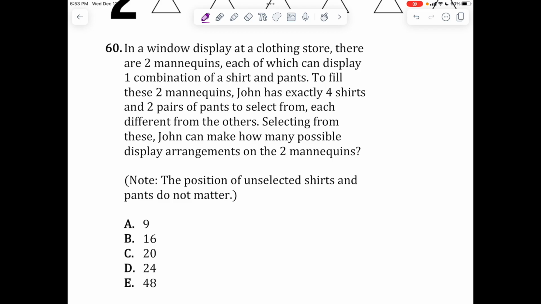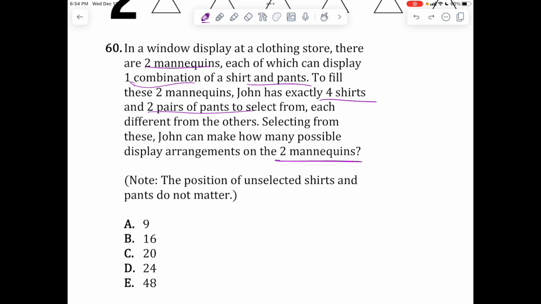In a window display at a clothing store, there are 2 mannequins, each of which can display one combination of a shirt and pants. To fill these 2 mannequins, John has exactly 4 shirts and 2 pairs of pants to select from, each different from the others. Selecting from these, John can make how many possible display arrangements on the 2 mannequins? The position of unselected shirts and pants do not matter.